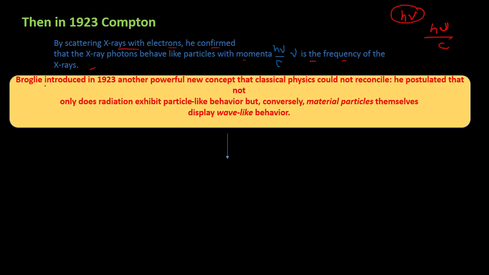Next, de Broglie introduced in 1923 another powerful new concept that classical physics could not reconcile. These are the phenomena for which classical physics is unable to describe the theory or experimental values. He postulated that not only does radiation exhibit particle-like behavior, but conversely, material particles themselves display wave-like behavior. This is a very important point of de Broglie.